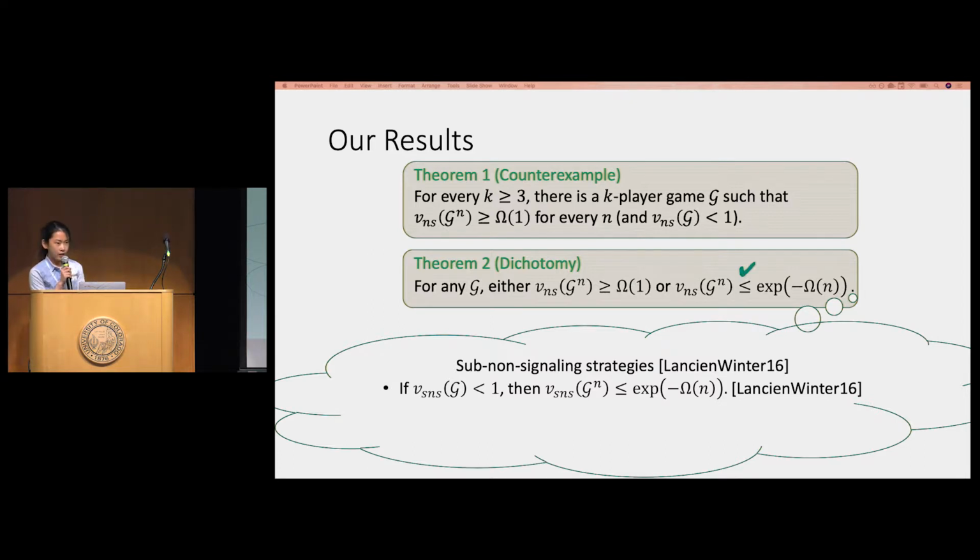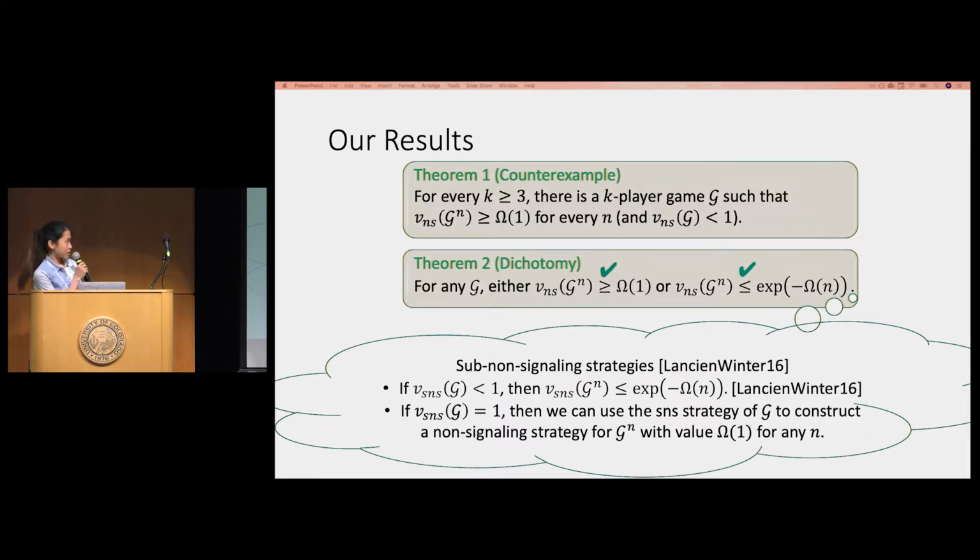We show that if a game has a sub-non-signaling strategy that always wins, then we can actually construct a non-signaling strategy for the n-fold repetition that has constant value for any n. And so this shows that we have either inverse exponential decay or the value of the game stays above a constant. The rest of this talk is actually just going to focus on the first result.